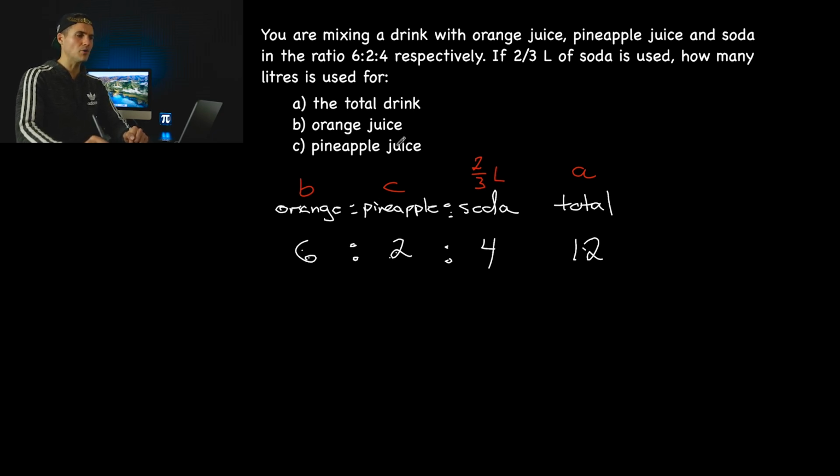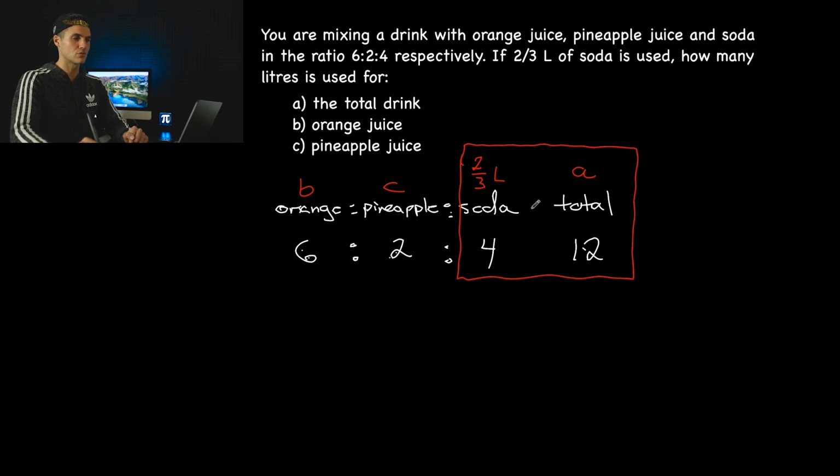So notice that to figure out the total drink, what we could first do is use this pair over here, because we're given the total parts, which is 12, and we're given how many parts is used for the soda. And so we could just create a ratio. 4/12 is going to be 2/3 over A, like that, right? This ratio has to equal this ratio, right? The proportions are the same here.